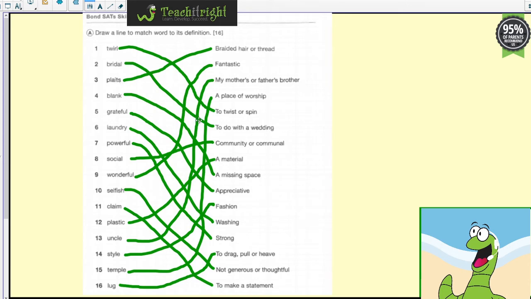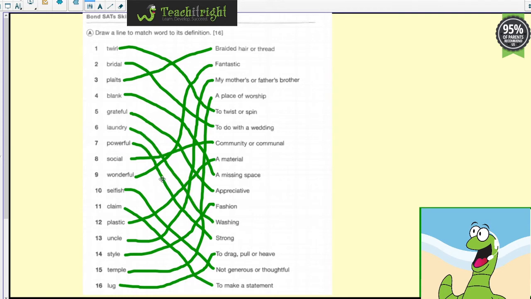Bridal is anything to do with a wedding. So the bride, obviously, is one of the important people at the wedding, the bride and groom. Number 7, if you have plaits, that's a type of hair braided. Blank is a missing space. If you're grateful for something, it means you're appreciative. Laundry is obviously sort of clothing or washing.